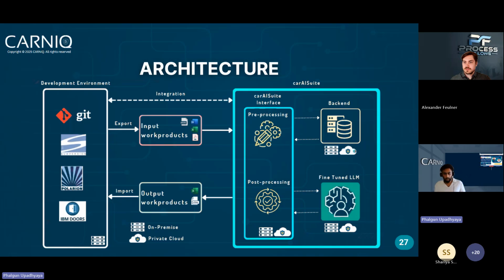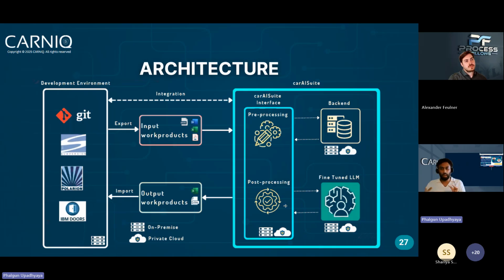Now, in the carAISuite tool itself, there are two layers: the interface layer and the backend layer. In the interface layer, as you saw when you upload the document, the understanding of the document, the chunking, creating the models, creating the different graphs, these things happen. Once these are completed, the data is given to the backend model, which is a fine-tuned LLM, and the architecture generation happens. We have different agents to do different tasks, and once the output is generated, the post-processing happens.